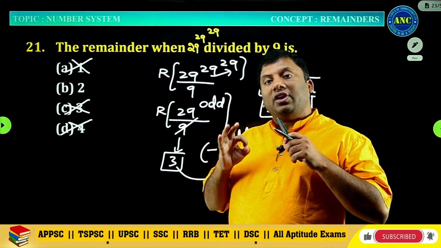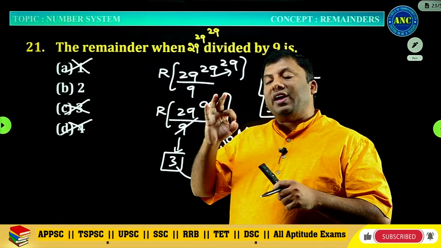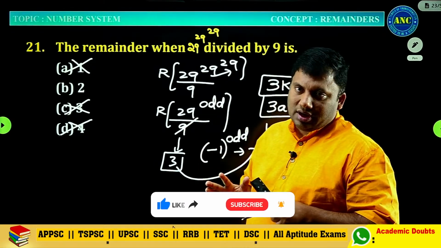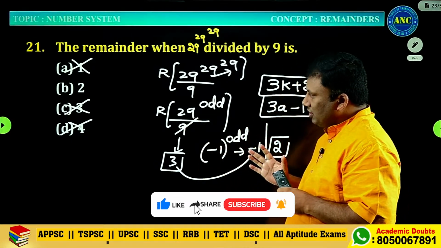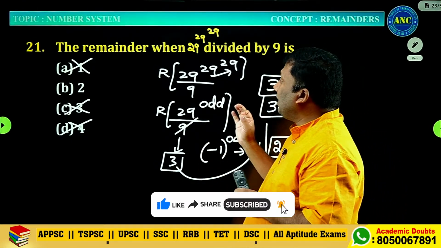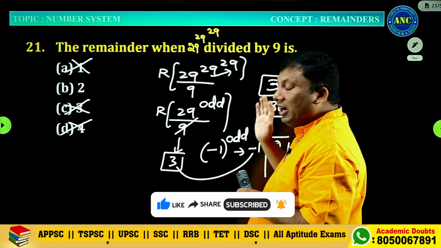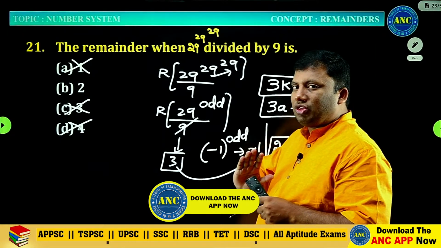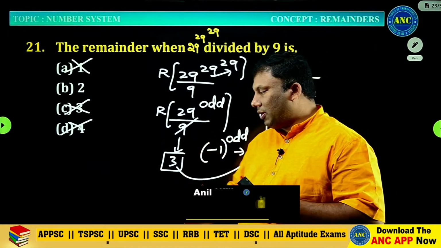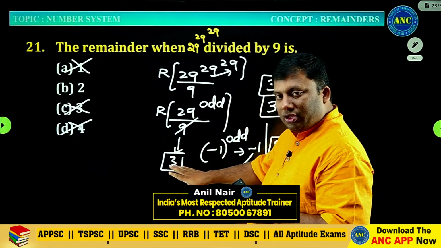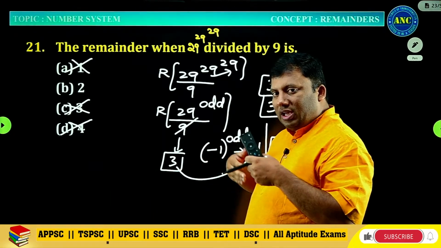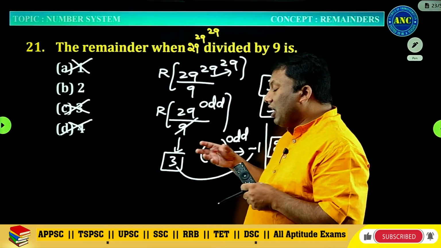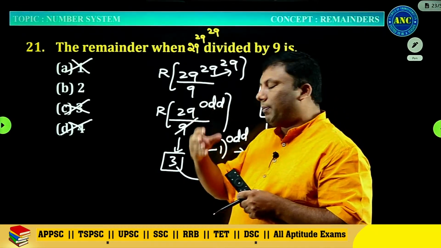A beautiful way of solving questions, which you will not find in a regular textbook, is the beauty of Anil Nair's mathematics classes. 29 power 29 power 29 divided by 9. 9 is a composite. I used the Chinese remainder theorem to eliminate incorrect answer options. 9 is derived from 3. 9 is the child, 3 is the parent. Every composite number I will write as a power of prime factors.